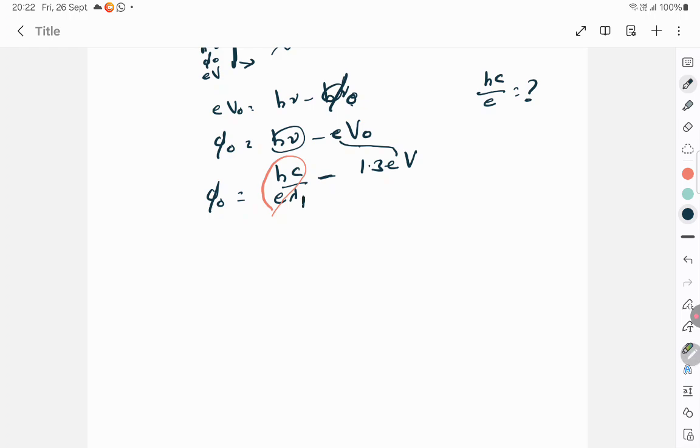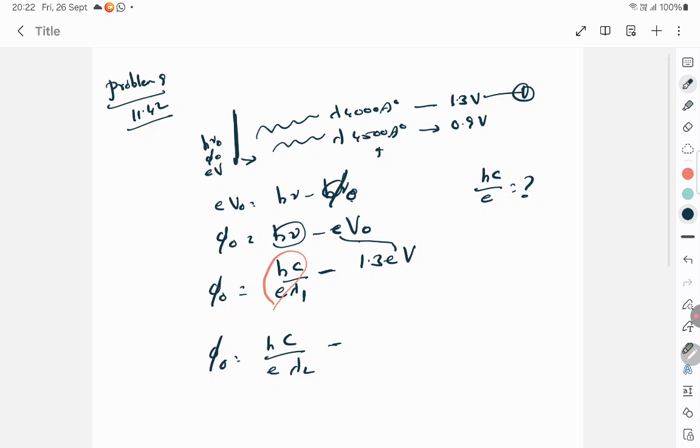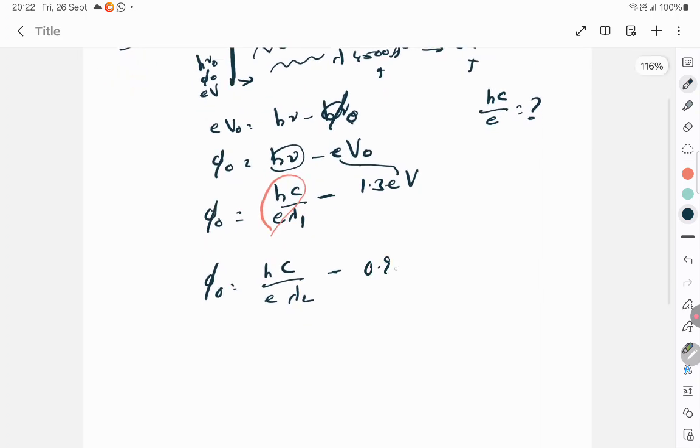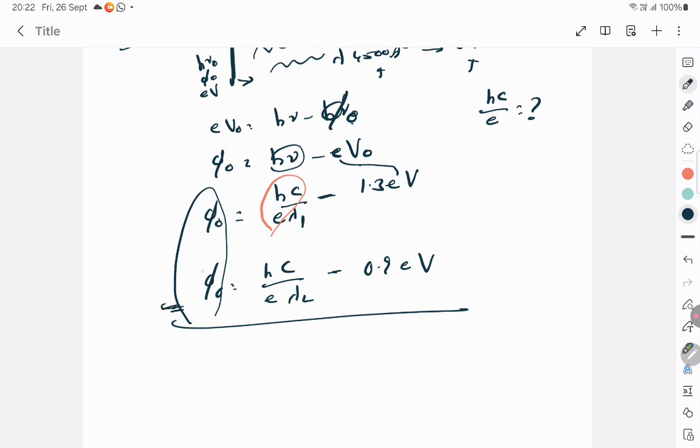This is lambda 1. For the first wavelength, it's 1.3 electron volt. So the next work function is h c by e into lambda 2, which is for the second voltage. Lambda 2 is 4500 Angstrom of course, and this is 0.9 electron volt. Let's solve it like a linear equation. When you do this, it becomes a minus. The work function of a metal is not going to change, so minus and minus will get cancelled. It will become plus, and therefore 0 is equal to h c by e into 1 by lambda 1 minus 1 by lambda 2. And this subtraction, 0.9 minus 1.3, gives 0.4, which has to be with a negative sign.